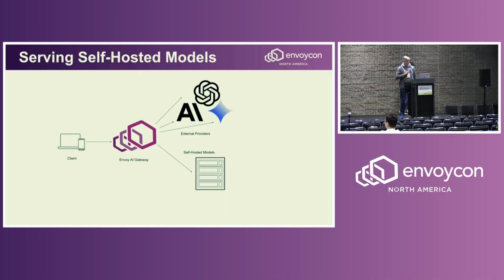So up till now, we looked at how you can serve external models through Envoy AI Gateway. However, it also supports serving self-hosted models. So you can have a single abstraction layer that goes either to external or self-hosted models, or provide failover the same way as you're doing between the external models.